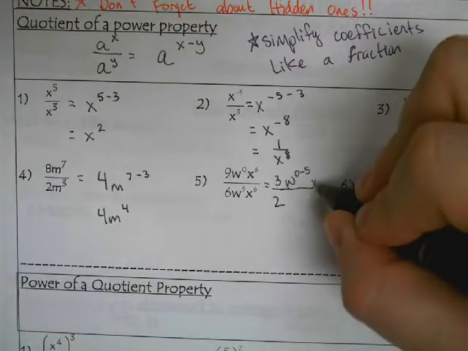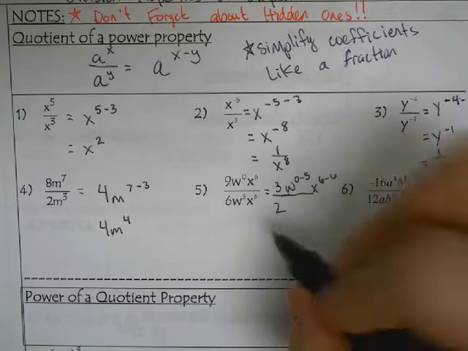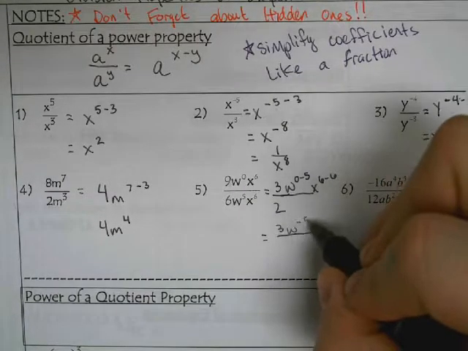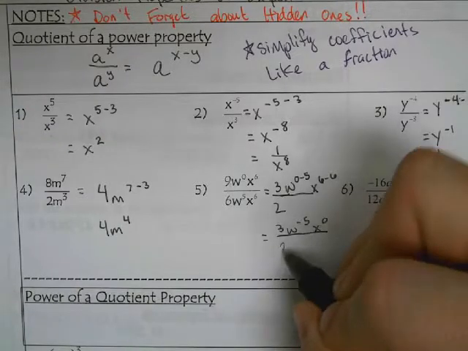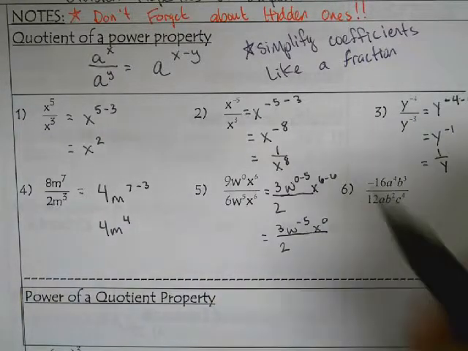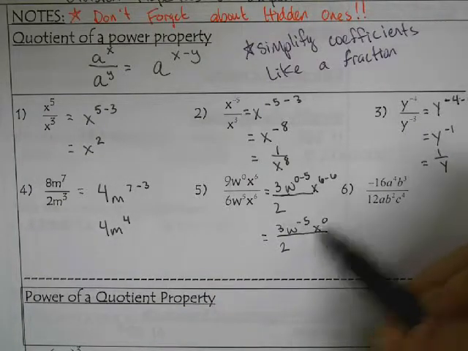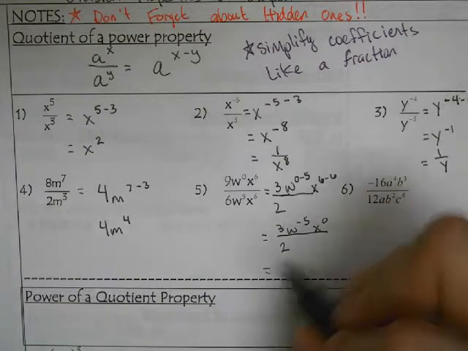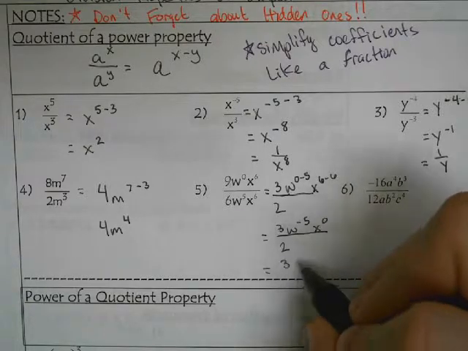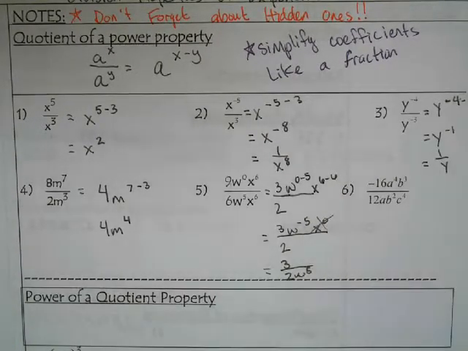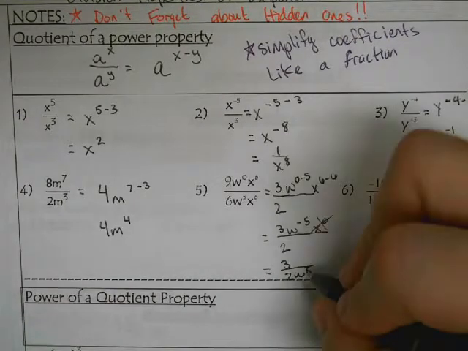and x to the 6 minus 6. So that's going to be equal to 3 with a w to the negative 5, x to the 0 over 2. Now the w to the negative 5 moves down, and the x to the 0 becomes 1, so it essentially kind of cancels out. So we have 3 over 2w to the 5, because that one kind of cancels out since it just becomes 1.